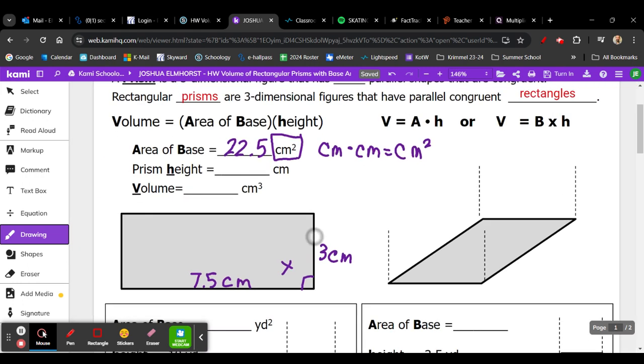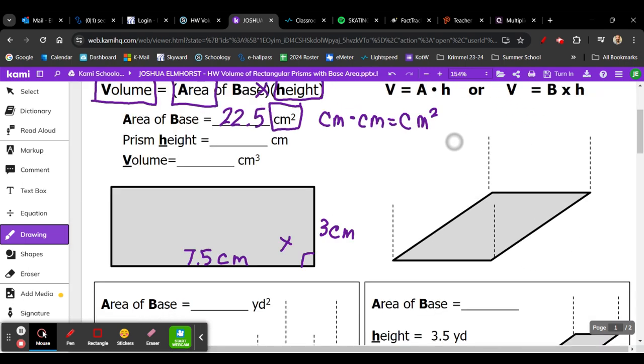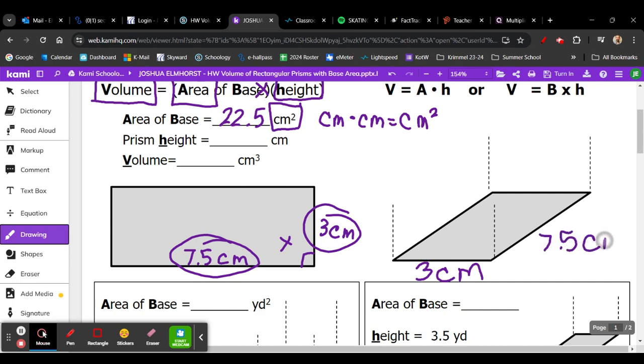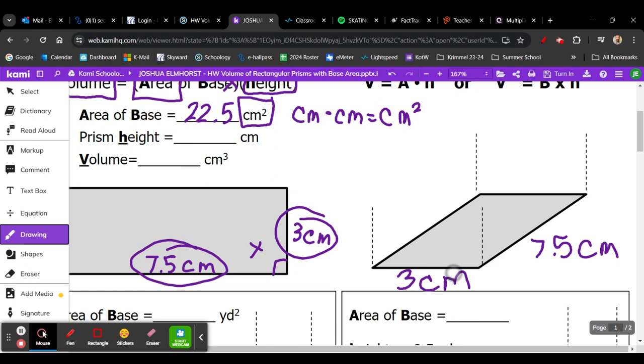Now, we need to build volume, and volume is going to come from base area, and then we're going to multiply the area times the height of the three-dimensional shape. But we don't have a three-dimensional shape yet. So let's take this rectangle, and we're going to pretend that we flop it down. We lay it down, and we're going to build volume on top of this area. So we have the short side is 3 centimeters. What's the long side? 7.5 centimeters. And if we build volume on top of this rectangle, we're going to build volume going straight up.